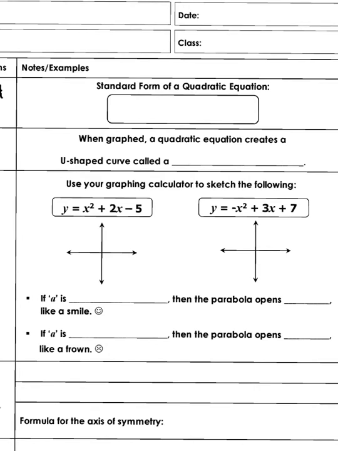So just as a quick review, you guys should know that the standard form of a quadratic is y equals ax squared plus bx plus c. And when you graph a quadratic equation, it creates a U-shaped curve called a parabola. Alright, so below, it says use your graphing calculator to sketch the following.